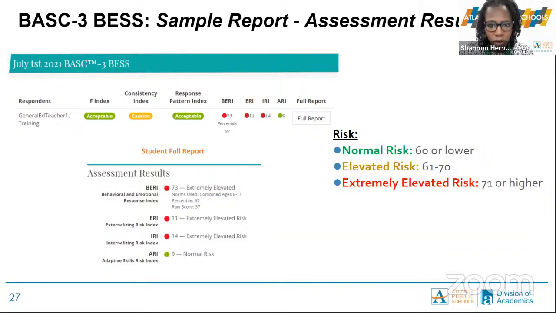Remember the color coding that I referenced earlier. The red dot next to the BERI tells us that this student has scored as extremely elevated in risk, which may indicate a need for support. Also noted is that internal risk, which measures risk for behaviors associated with depression or anxiety, is slightly more of a concern than external risk, which measures risk for behaviors associated with hyperactivity or aggression. That being said, since this student scored extremely elevated for both internal and external risk, support may be needed in both areas. Next slide.